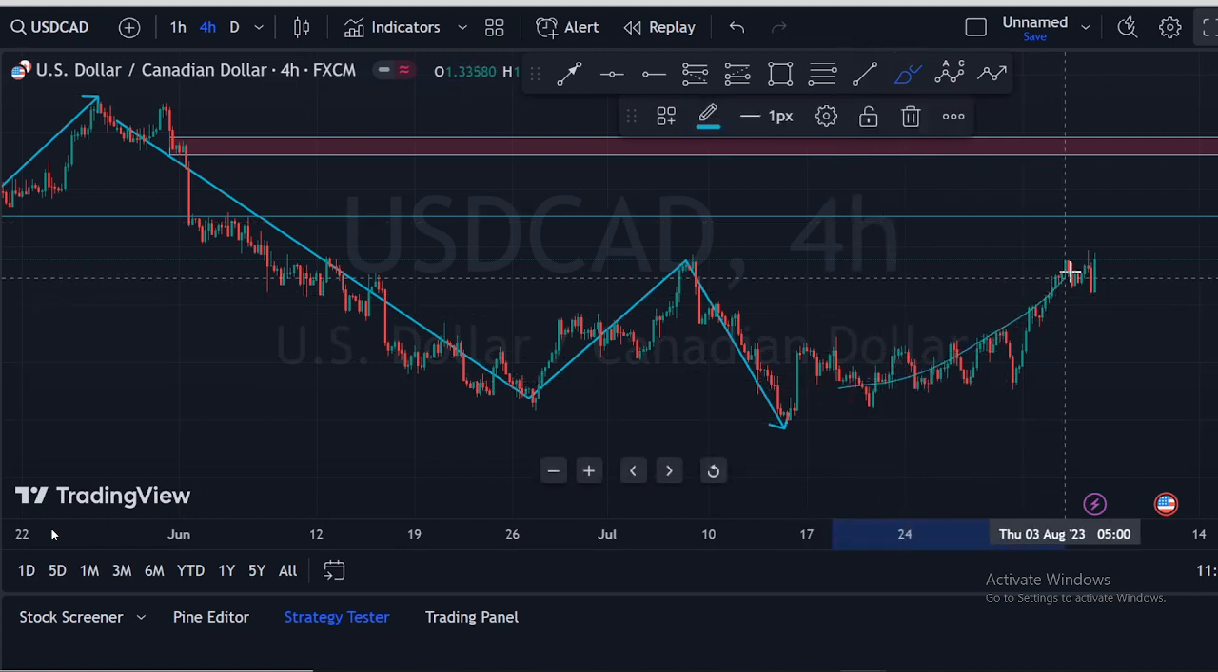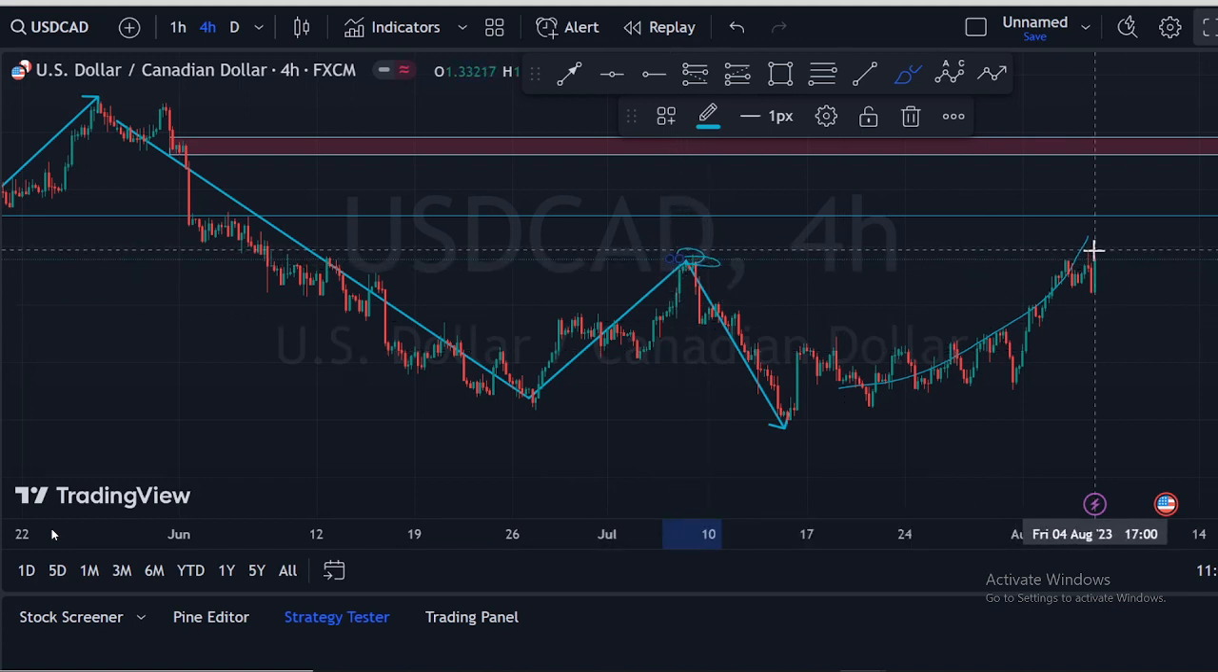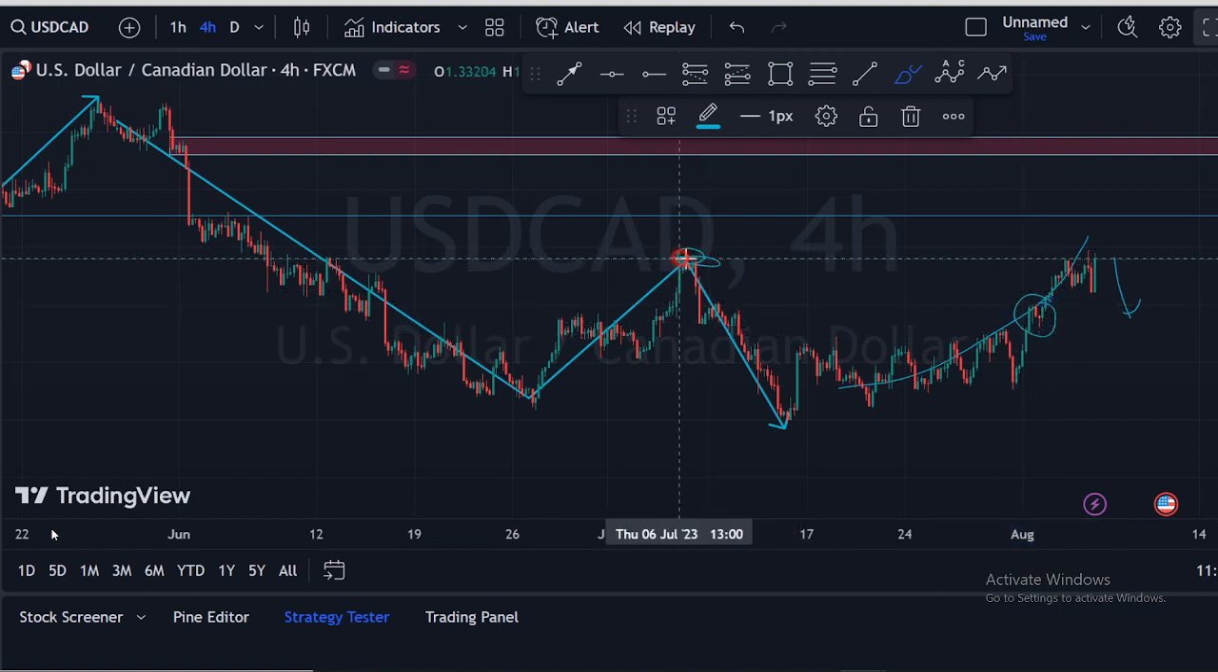So if that is our last pullback, then we would look in this direction and say, if we have anything in this direction that eventually breaks this area, we would expect the market from this direction to pull back down to an area of consolidation that happened before the break of this area.